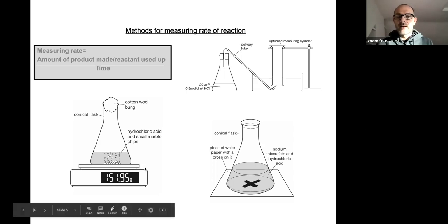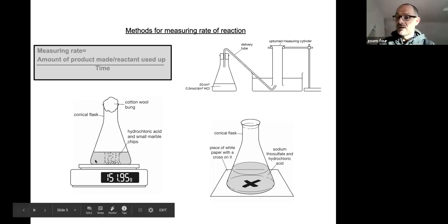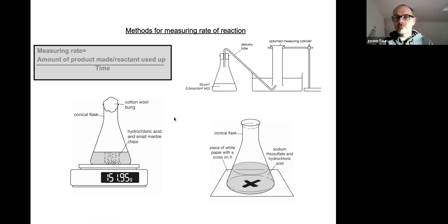We put it on a top pan balance there, we start a stop clock, and we can look at the change in mass every 30 seconds, every minute, and then we can plot a graph of that and work out our rate of reaction, because the gas has a mass, and as it leaves the liquid, the mass goes down.